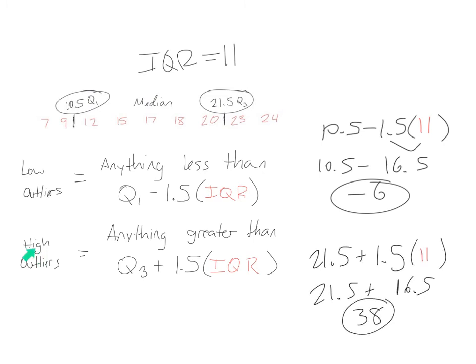So again, what are high outliers going to be in this data set? Anything greater than 38. So let's look here. Do we have anything greater than 38? No. So in this data set, did we have any outliers at all? Nope. No outliers here.